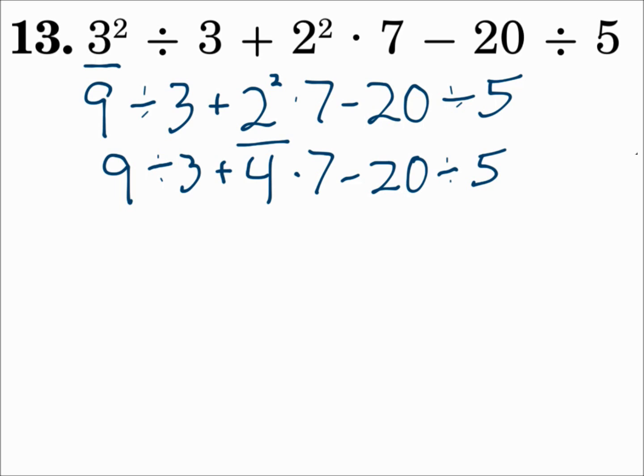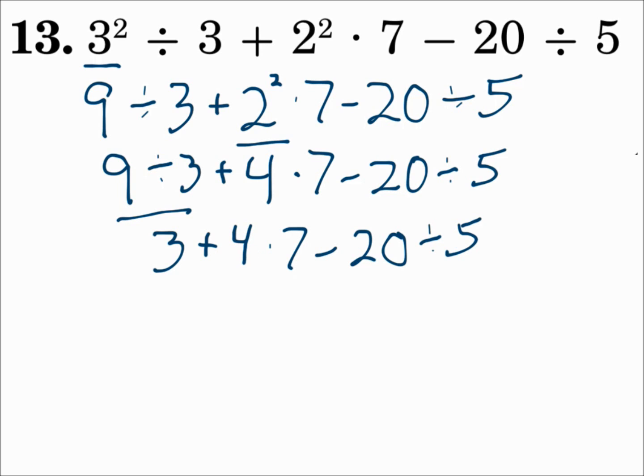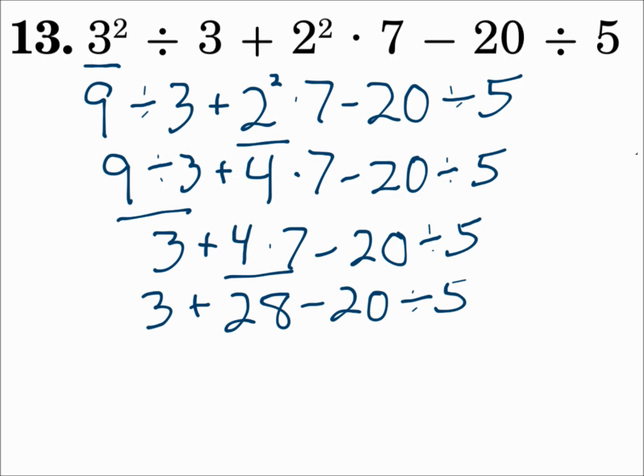There's no more exponents. What about multiplication and division? Left to right, 9 divided by 3 is the first one we see. That's a 3. Left to right, 4 times 7 is the next one. That's a 28. We now have one more division. That's the 20 divided by 5, which is 4.